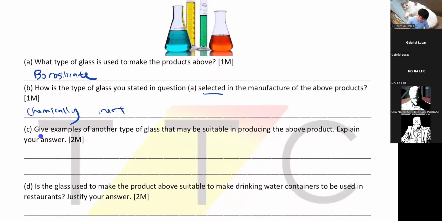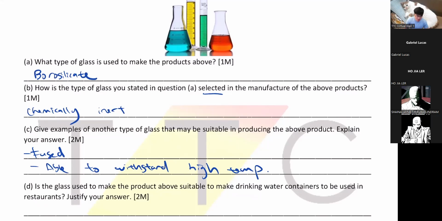So C, give an example of another type of glass that may be suitable for producing the above product. If I don't want to use borosilicate and want a slightly cheaper glass, I would use fused glass, because it is able to withstand high temperature. I will not use soda lime because it's too cheap. I will not use lead glass because it is for refraction, for making chandeliers. So besides borosilicate, the next best choice is fused glass.